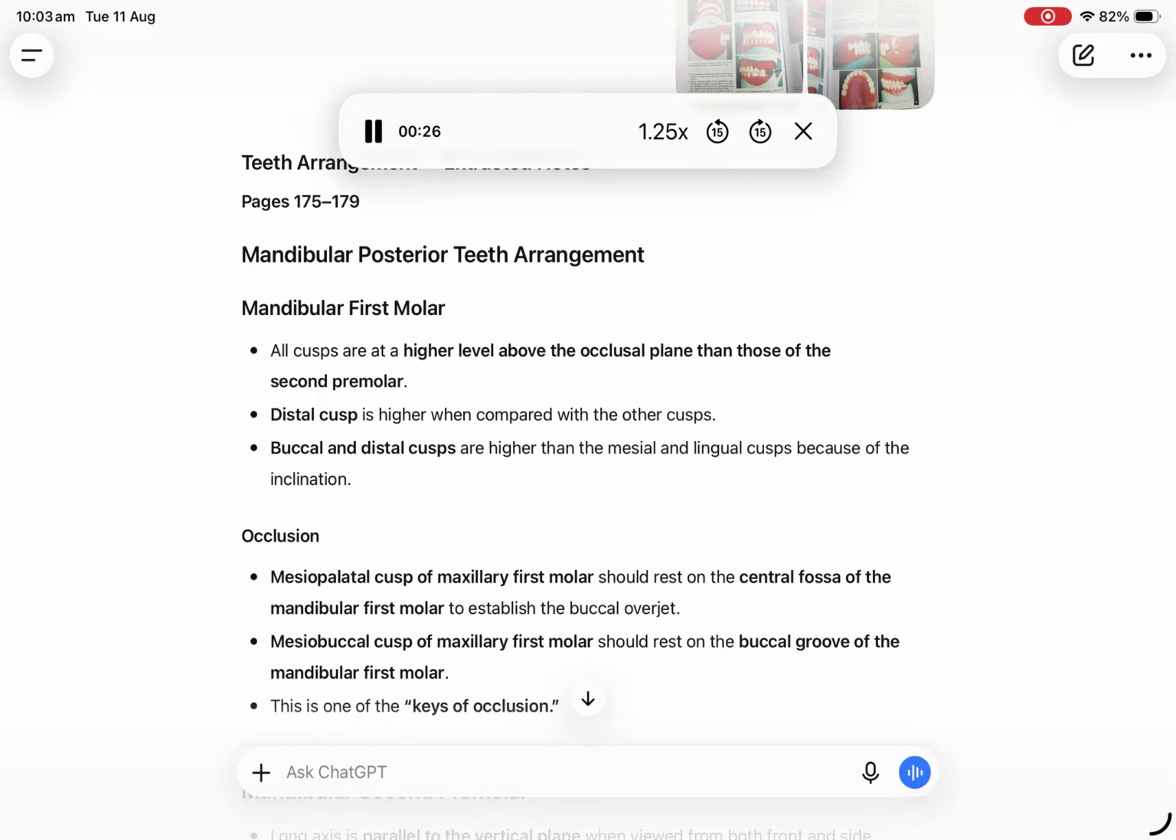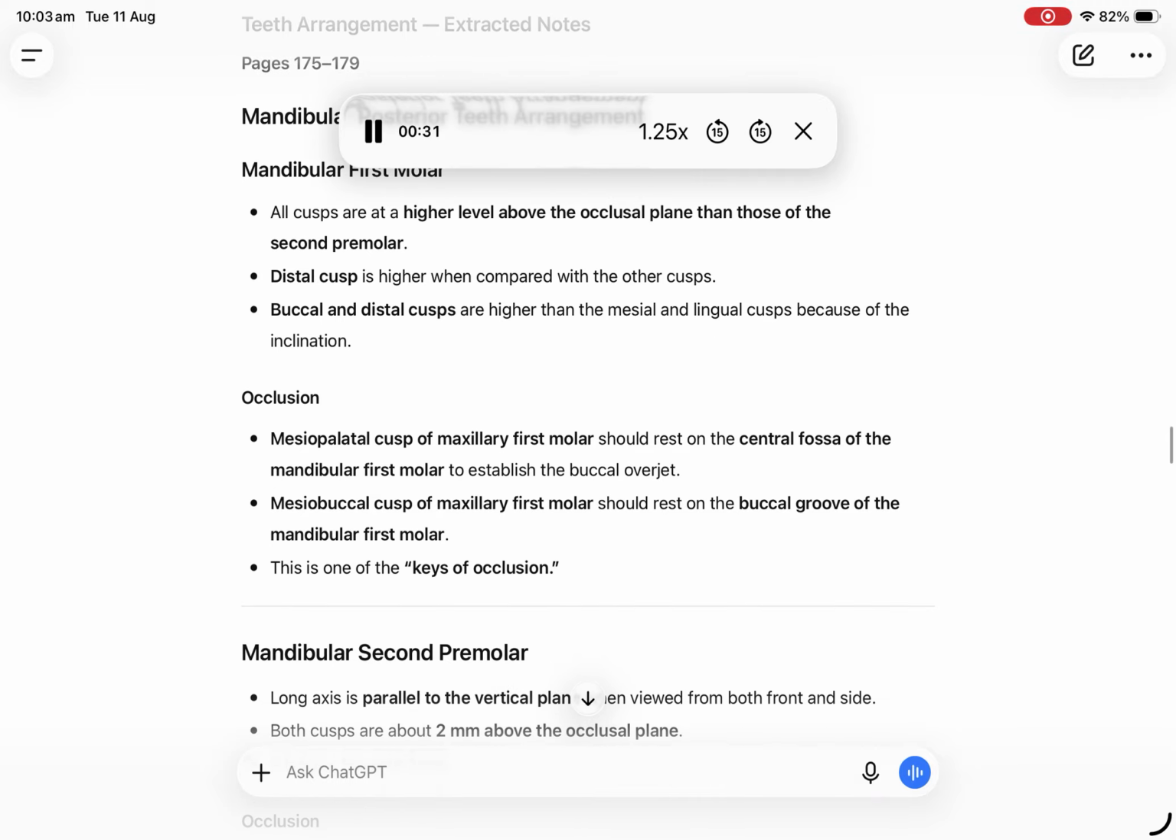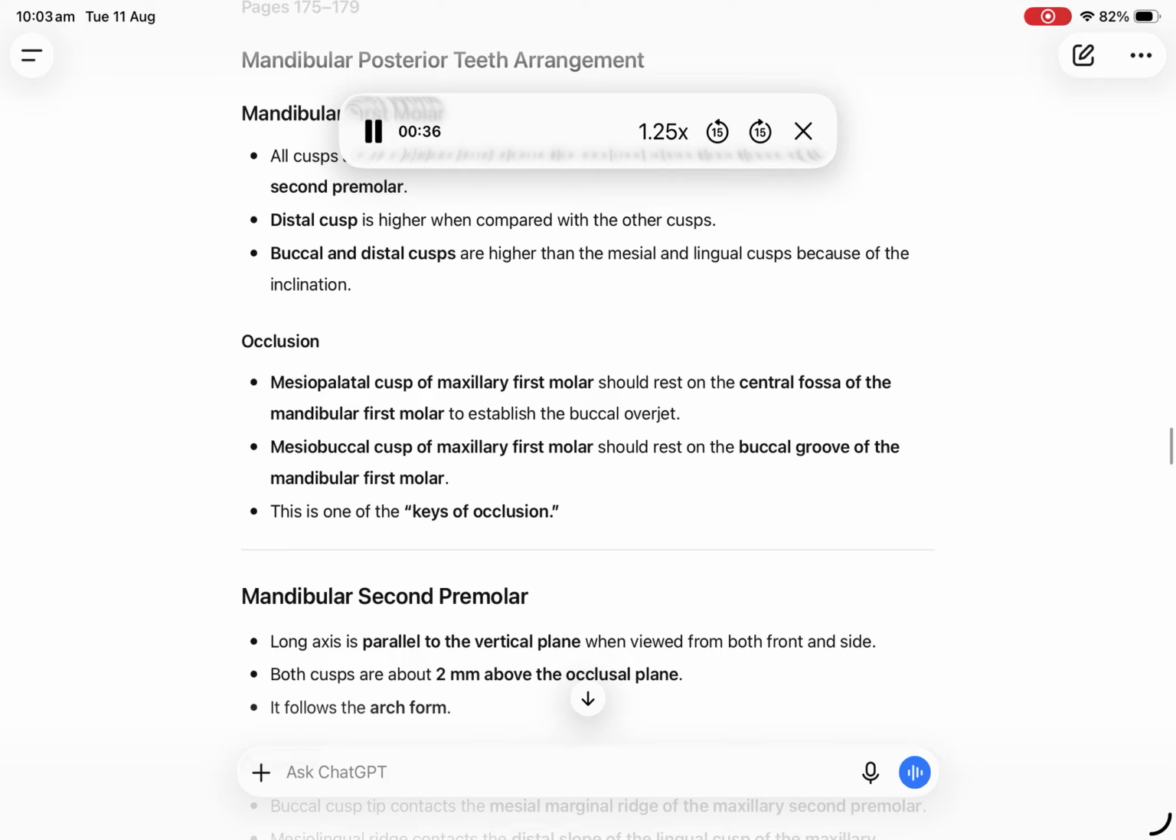Occlusion. Mesiopalatal cusp of maxillary first molar should rest on the central fossa of the mandibular first molar to establish the buccal overjet. Mesiobuccal cusp of maxillary first molar should rest on the buccal groove of the mandibular first molar. This is one of the keys of occlusion.